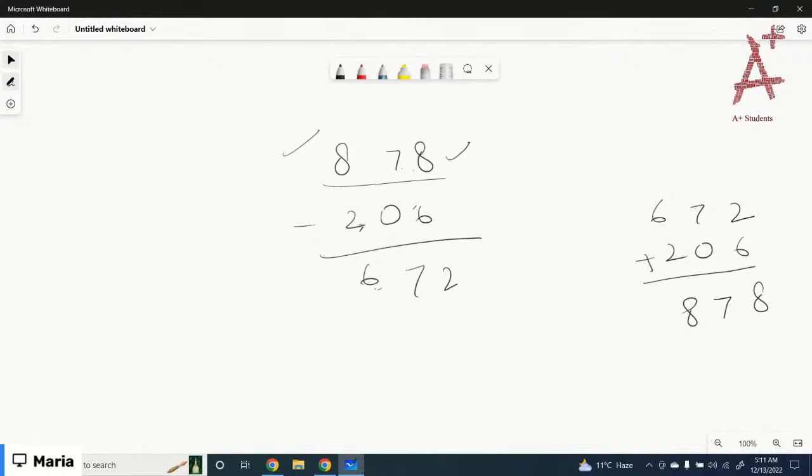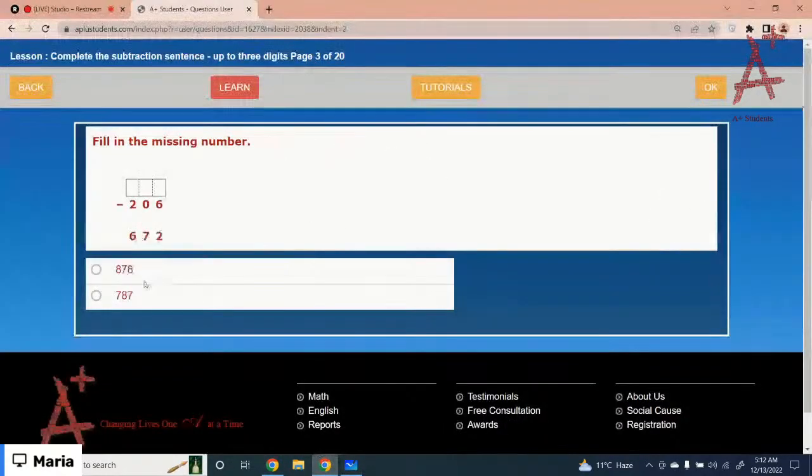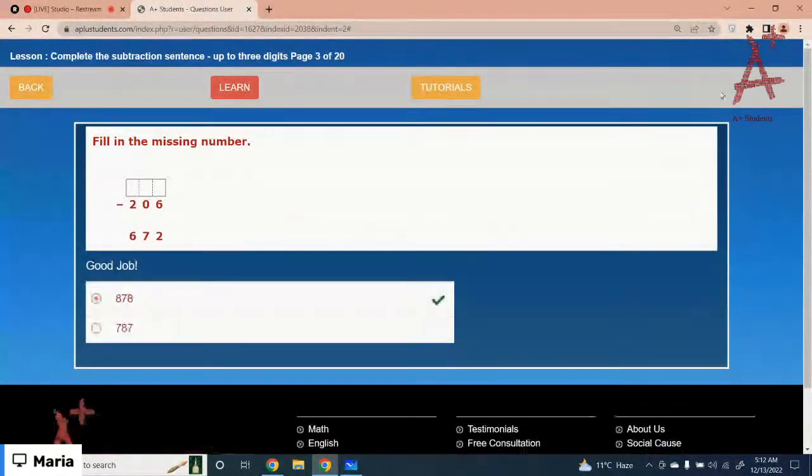If you need to find the greater number when subtracting, you have to add the given number and the difference. So like I did, I added 206 and 672. So here I have 878. You can just check. 8 subtract 6 is 2, 7 subtract 0 is 7, and 8 subtract 2 is 6. So 878 is the missing number. So just select the correct option, then click on the OK button.